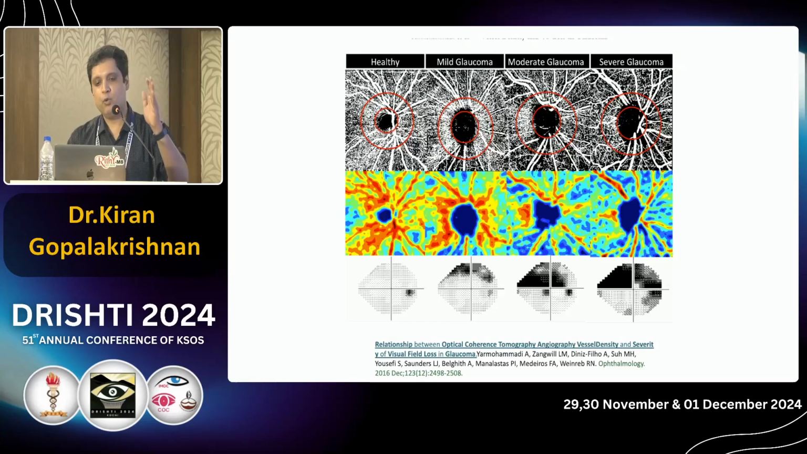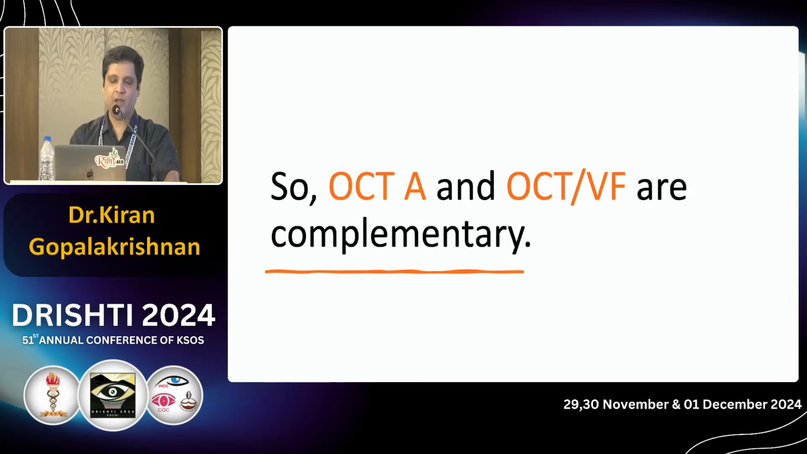A quick example: you find if you go from the healthy to the severe glaucoma from the left to the right, as the scotoma is increasing in your perimetry, there is a corresponding increase in loss of vasculature in the OCTA as well. So at this point, OCTA and OCT and visual fields, these are complementary.